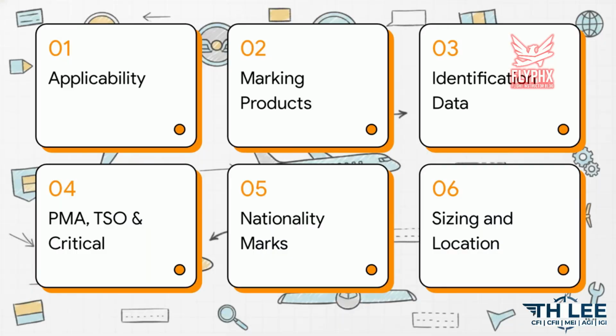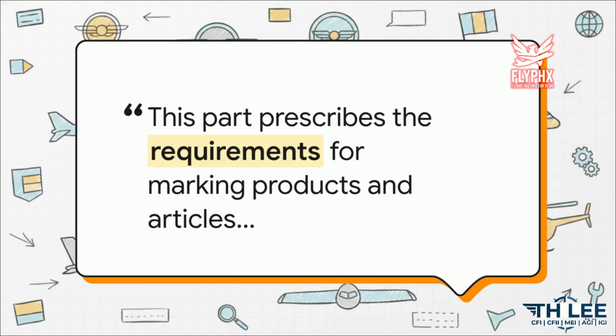Here is our flight plan for today. We'll be systematically working through 6 key areas: applicability of Part 45, marking products and articles, required identification data rules, standards for PMA, TSO, and critical parts, nationality and registration marks, and we'll wrap up with the strict mark sizing and location rules. At its core, this regulation dictates the exact anatomy that proves your aircraft is legally airworthy and globally recognized. We are going to examine the uncompromising standards of exactly how, where, and why we identify and register our equipment. So, let's get right into it.